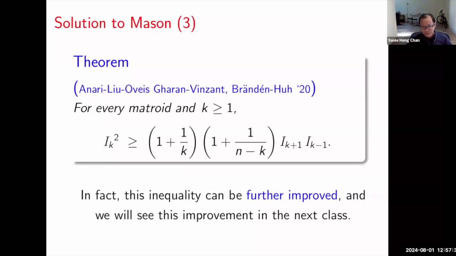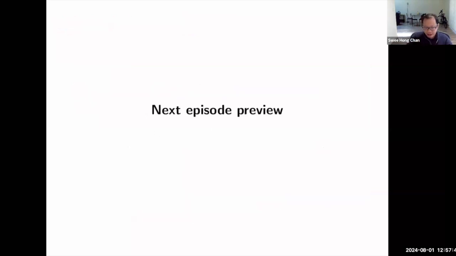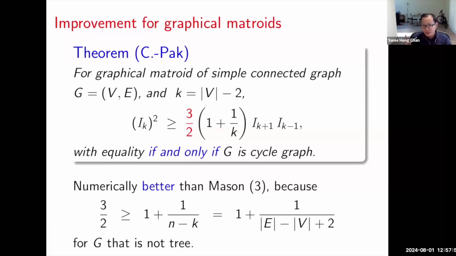Okay? But I can see some people unhappy. So let me be a bit evil. Sorry, let me not be evil. Let me make some concession. Next episode preview: we will show, at least for the graphic case, that this constant, and you also need k to be equal to v minus 2. When k is smaller, the improvement will be a bit different. But for this case of k, the improvement will be from 1 over n minus k to 3 over 2.